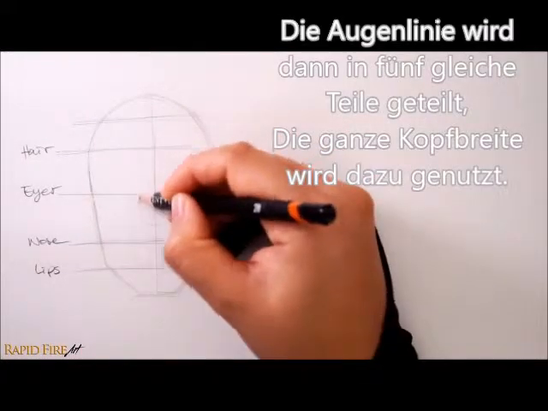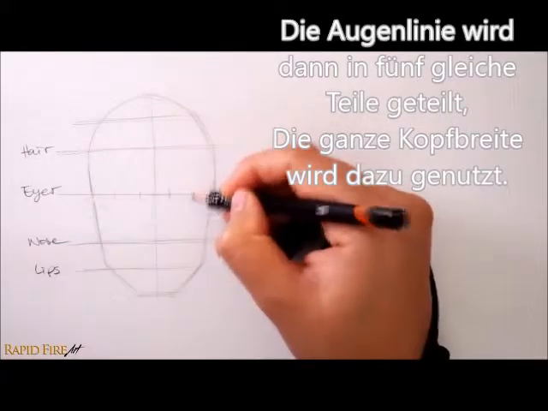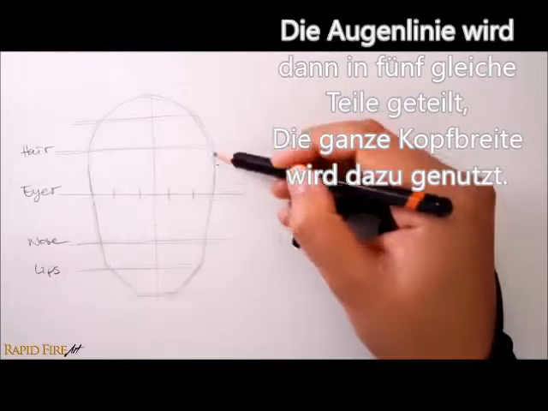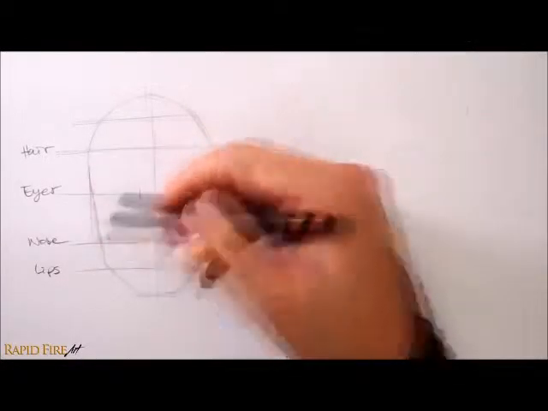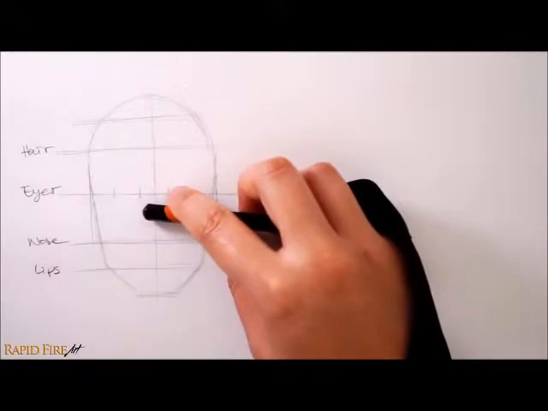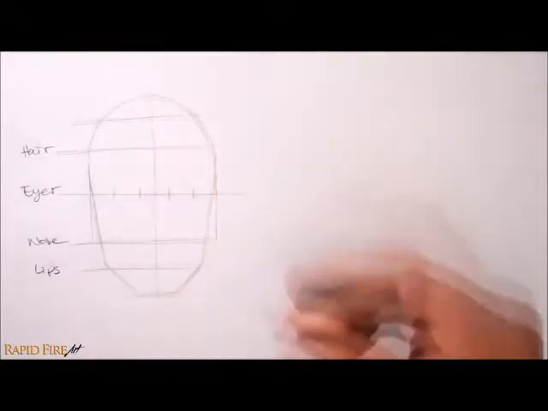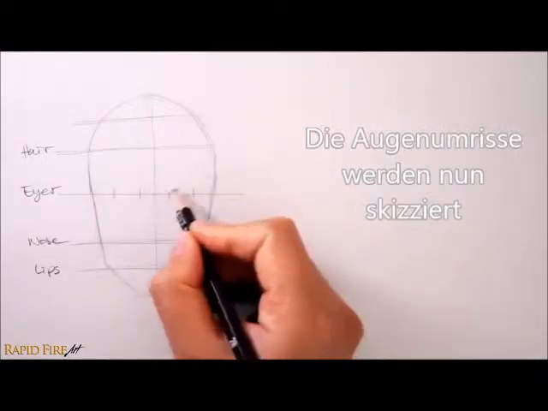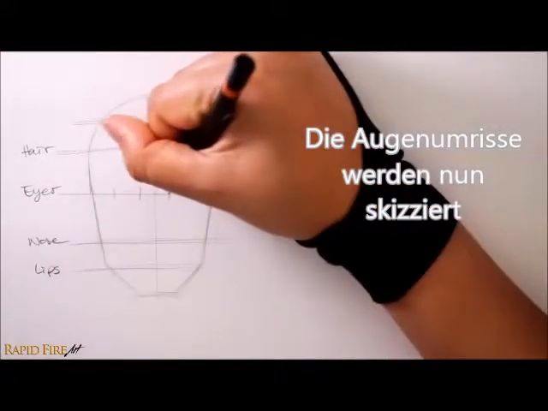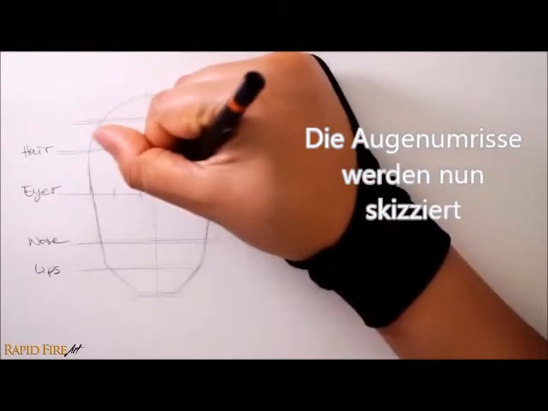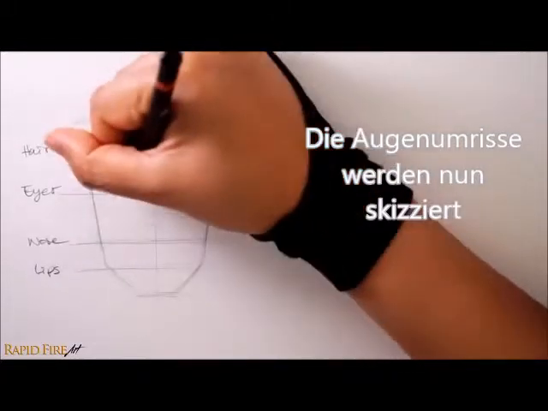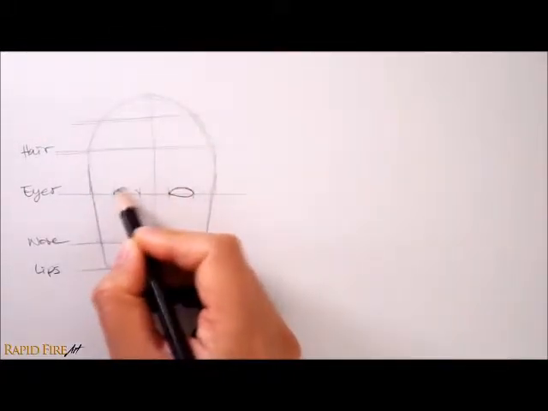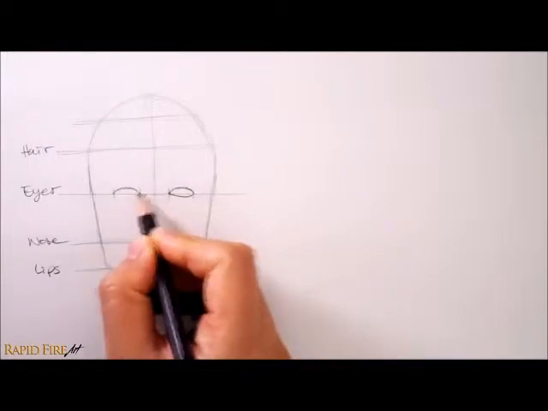On the eye line, split your face into 5 equal sections, taking the full width of the head into account. Draw your eyes in the appropriate spaces. For a more detailed tutorial on drawing eyes, noses, and lips, check out my other videos linked down in the description.